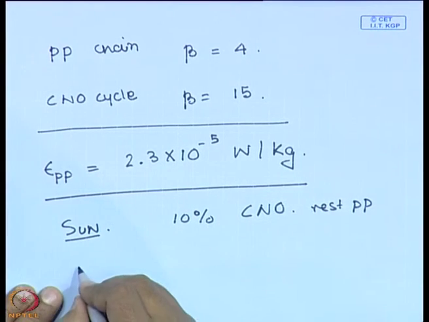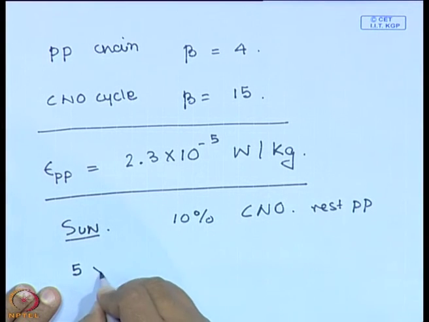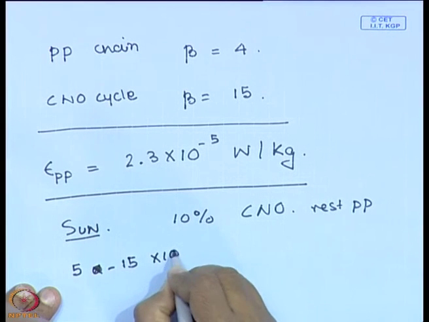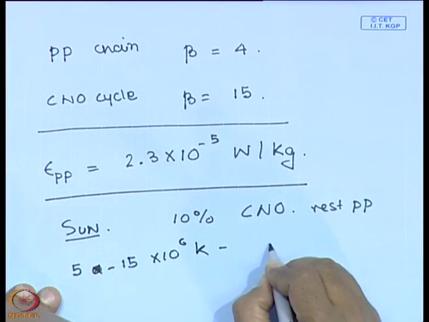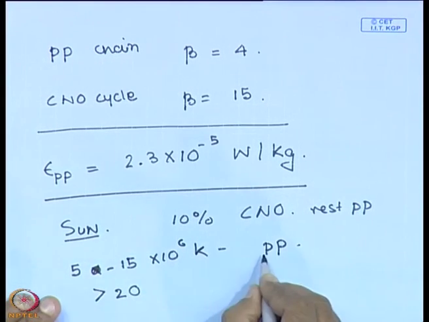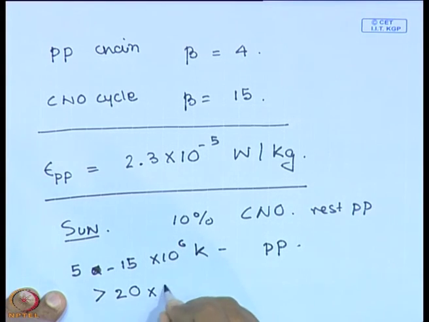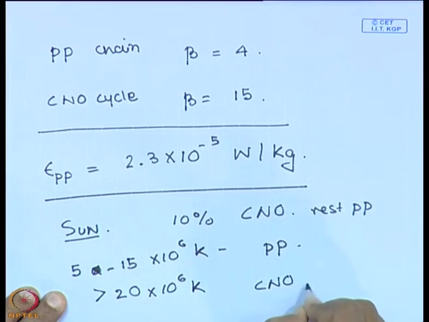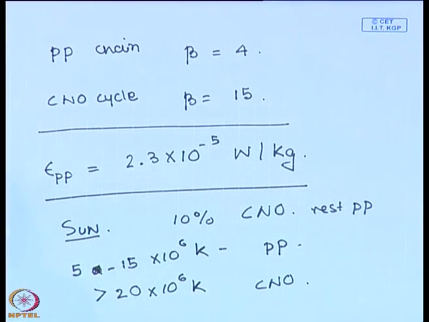Here is where the PP chain is effective, and this is dominated entirely by the PP chain, and if you have these higher temperatures, the CNO cycle becomes dominant. So, in more massive stars where the temperature is higher, the CNO cycle is much more dominant.